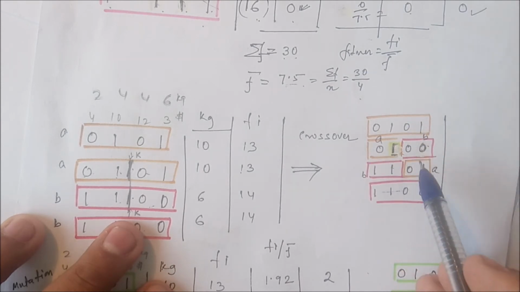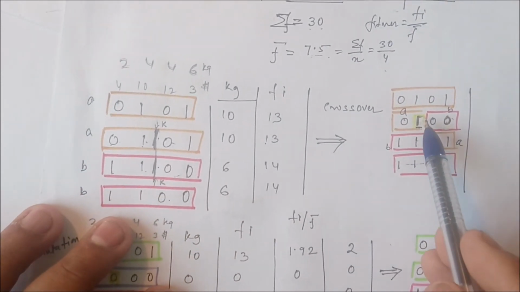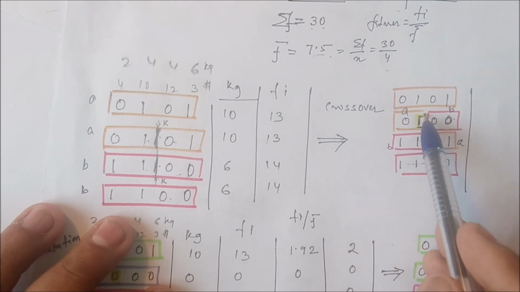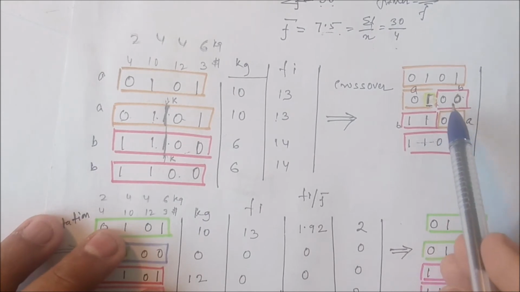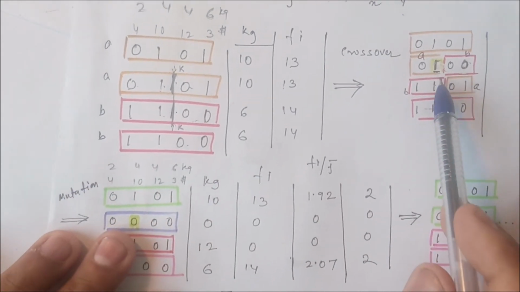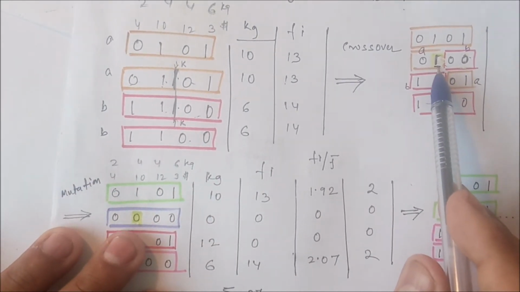Now after applying crossover we may apply mutation. Randomly we have chosen this position. So if you apply this one, that point should now be 0.